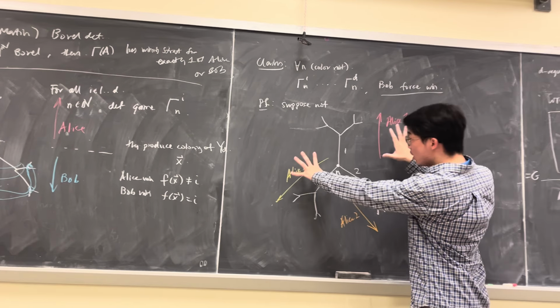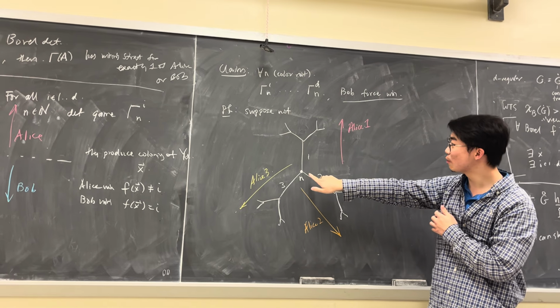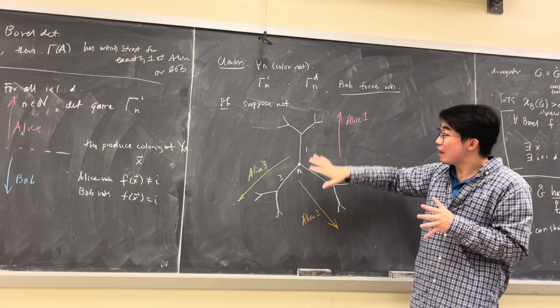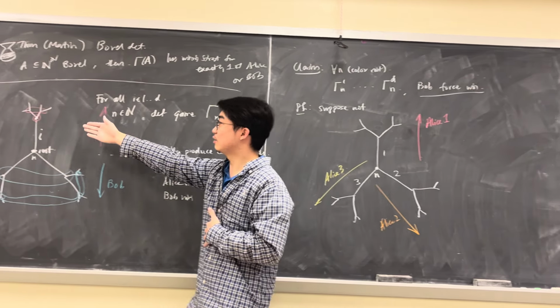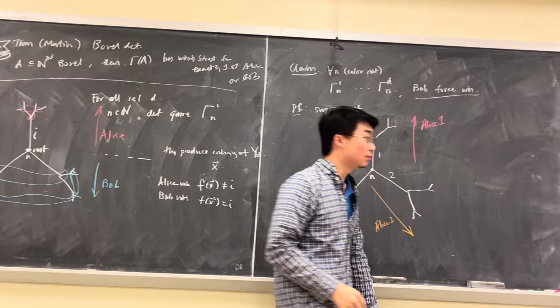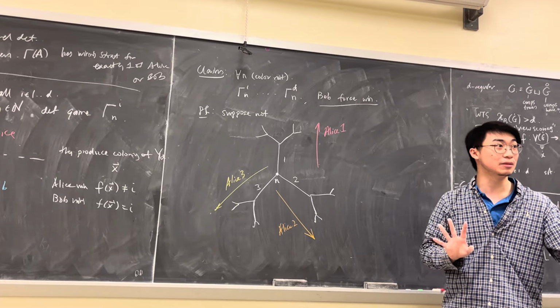Right now they just see one node, which is the root, which has been colored n. And so they color in their vertex. That is the first move of Alice. Alice always gets to color in first. So all three Alices color in this one, and this one simultaneously.